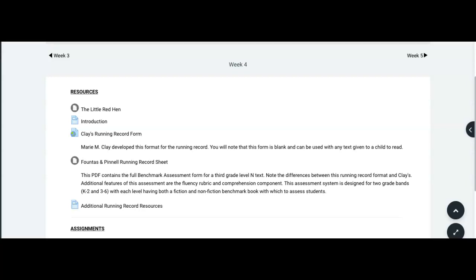I would like for you to begin this week by reading Chapter 11 in the guided reading text. Once you have read that, then please continue on through the presentation section on Moodle.